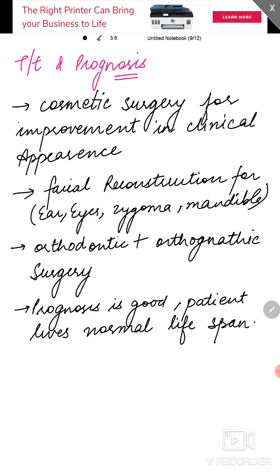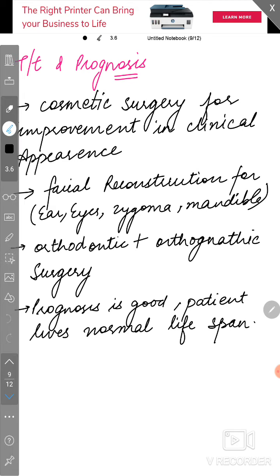And so now the treatment. So treatment क्या होगा? एक तो cosmetic surgery for whatever improvement is required in the clinical appearance. Okay, we have to do facial reconstructions also for ear, eyes, zygoma, mandible. Okay, orthodontic, orthognathic surgery is also needed. Otherwise, without treatment also prognosis is good and patient lives normal lifespan.